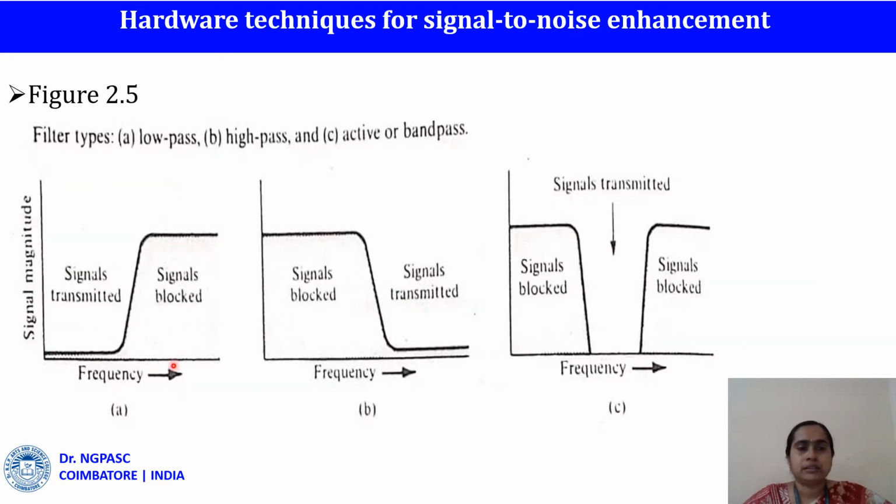You can see here the graph of signal magnitude and how the signal varies with respect to frequency for a low pass, a high pass, and then band pass or active filters. We can see the curve where the signals are transmitted and where they are blocked, and in the band pass you can see the blocked signals and where the signals are allowed to transmit in a particular frequency.